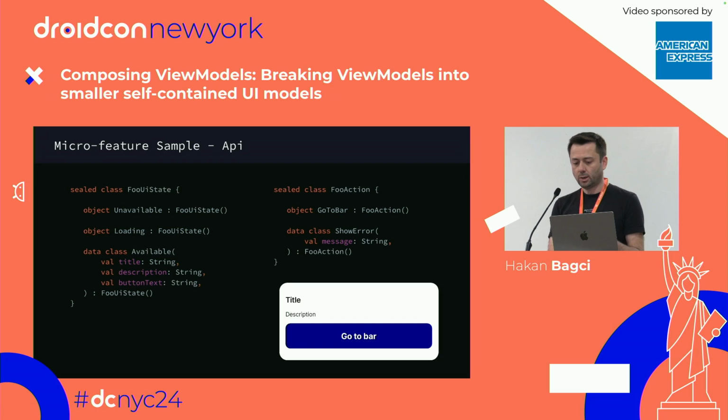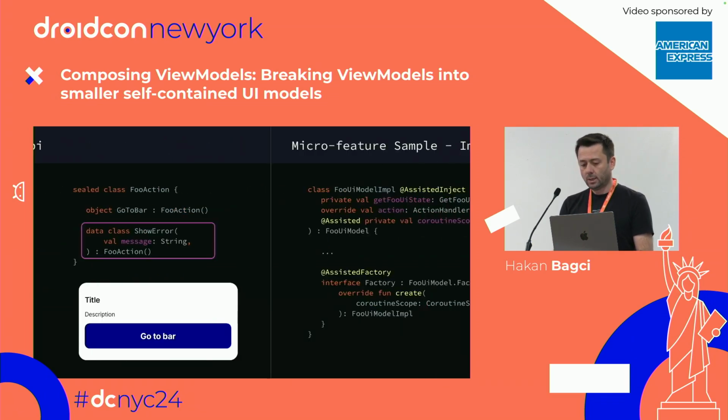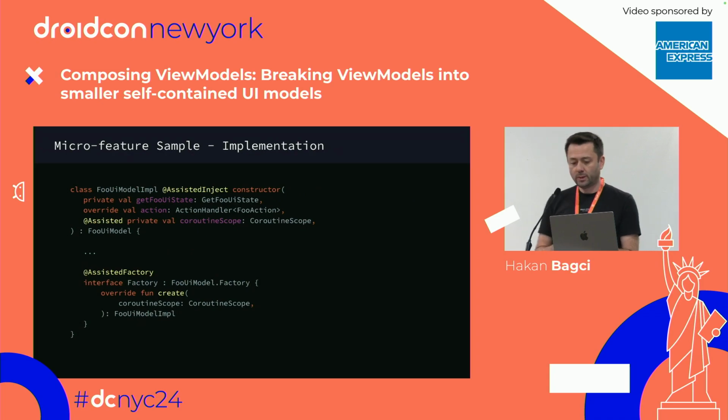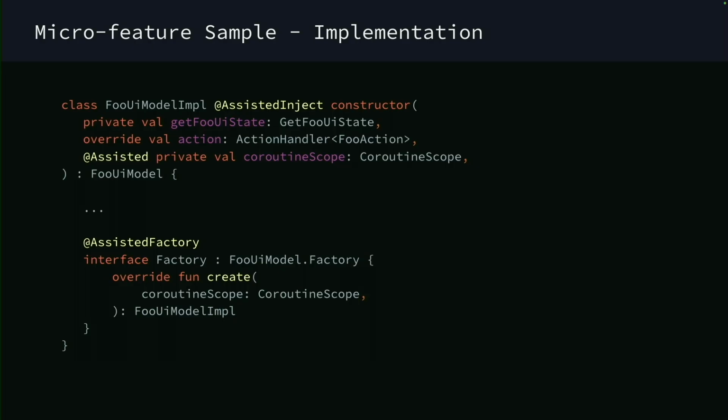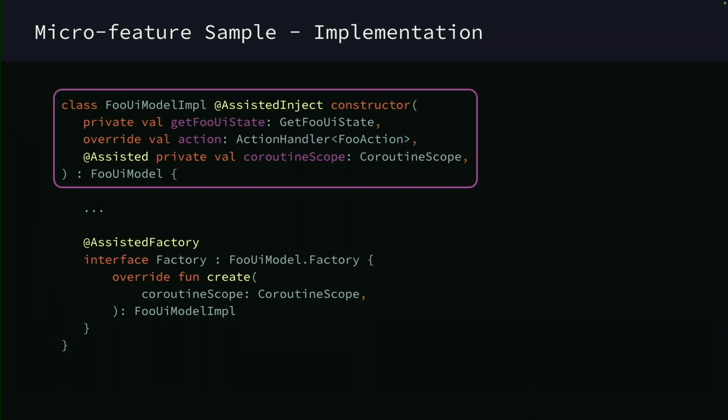Let's briefly check our state and action data classes. We have unavailable state, loading state, and available state. And we also have foo action for one-time consumable actions from UI model, for example, navigating to bar and showing errors on snack bar. And here is the implementation of this UI model in the implementation module. After defining the interface, now we are going to implement it. And UI model receives the dependencies to populate its content here through constructor.